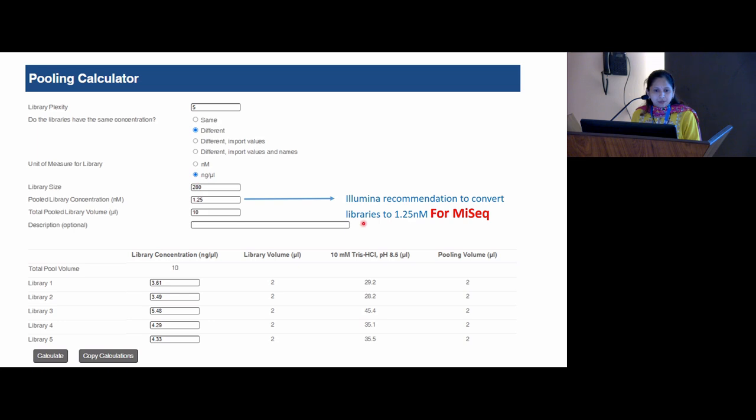So this is the example wherein library plexity stands for how many samples you are going to put in a single pool. Then libraries will have different concentrations. The unit of measure of the library is nanogram per microliter, which you can determine from the Qubit HS assay. This is the library size, which is determined using TapeStation, and we need to convert it to 1.25 nanomoles. So if you are going to put your libraries in MiSeq, Illumina recommends converting your libraries to 1.25 nanomoles. So after that you will get your results in nanomoles.